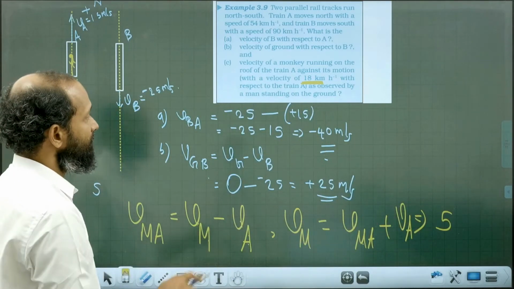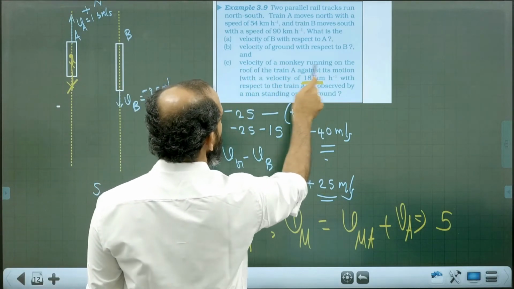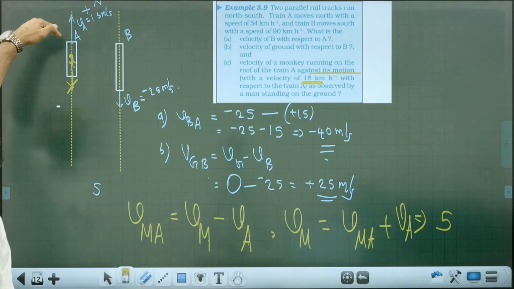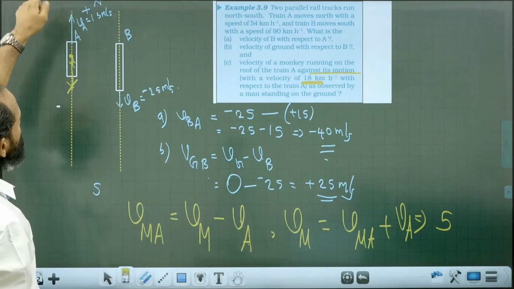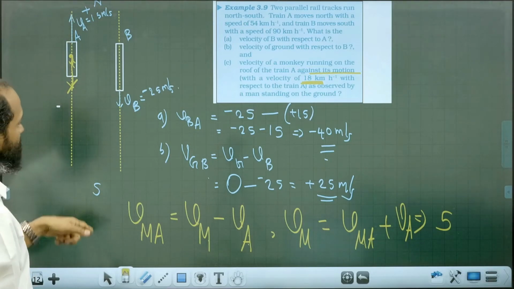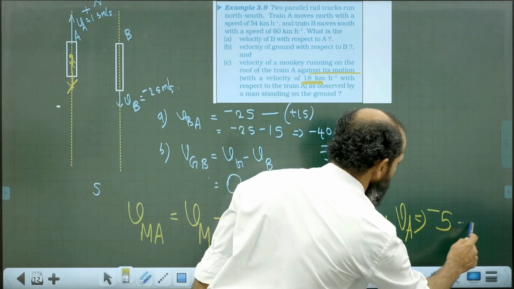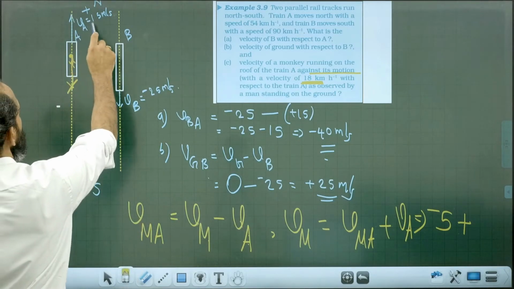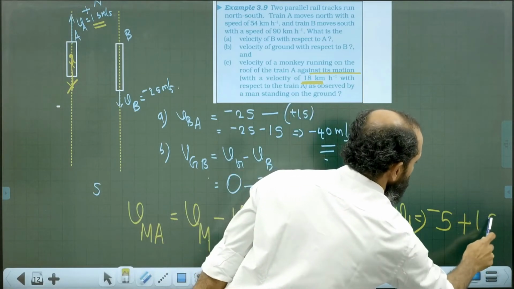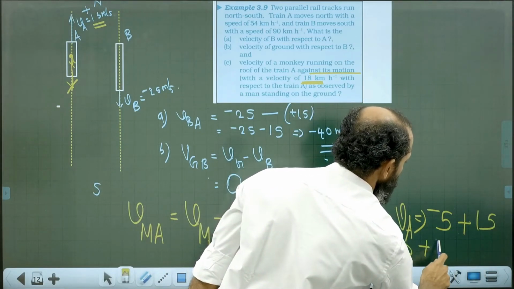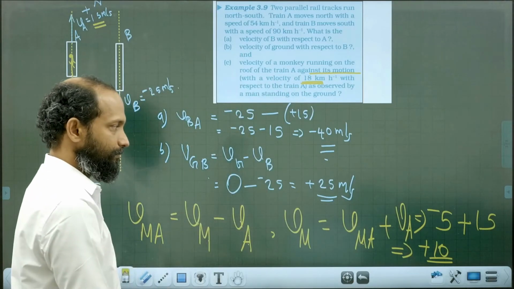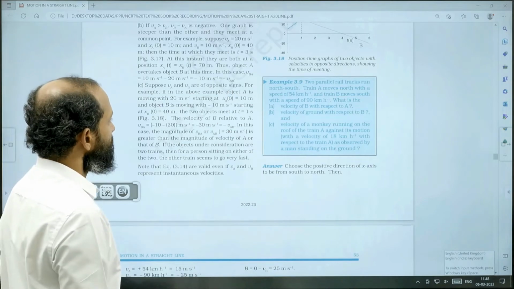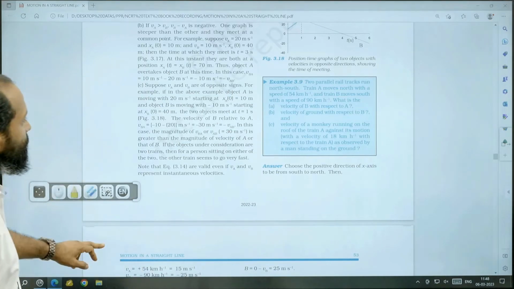That's very important. The monkey is running on the roof of train A against its motion. A is moving due north. North is positive, but against means south, that is negative. So minus 5 plus velocity of A with respect to ground. Velocity of A with respect to ground is plus 15. Minus 5 plus 15 should be plus 10 meter per second. Plus 10 meter per second is the answer. Like this, these problems can be solved.